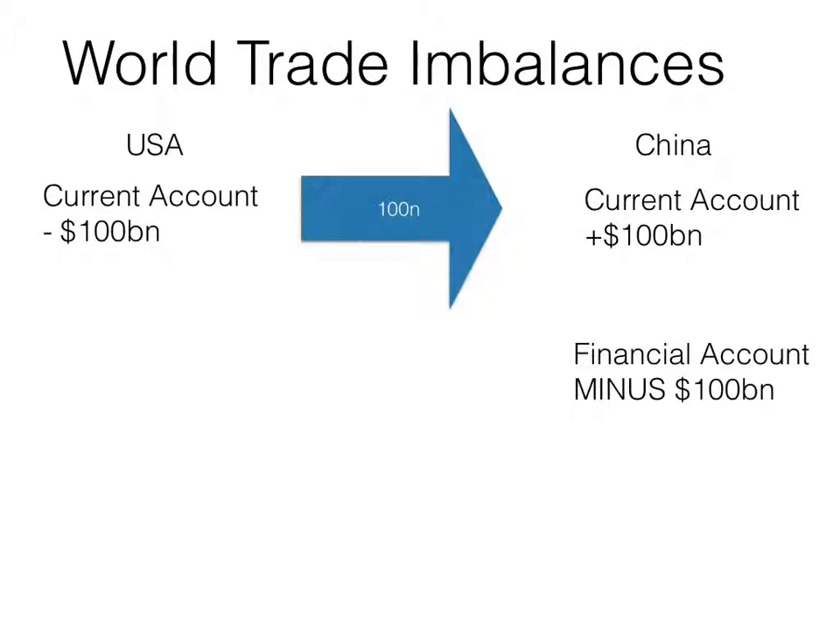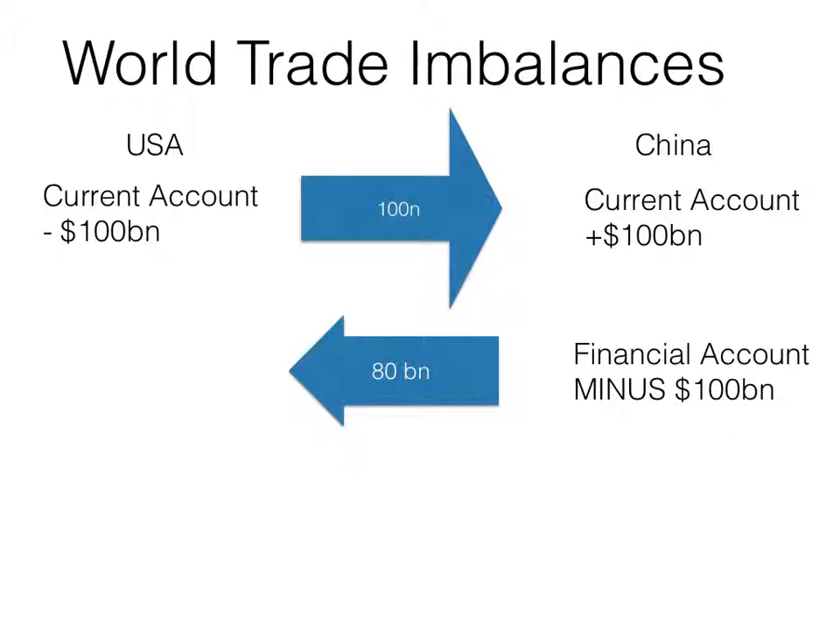Now you have to ask your question, well, what if they didn't actually invest it all in, say, the USA? So the USA's got a deficit of 100 billion, 100 billion goes across here, they've got a current account surplus in China, and their financial account must be minus 100 billion. In other words, they're investing it somewhere.